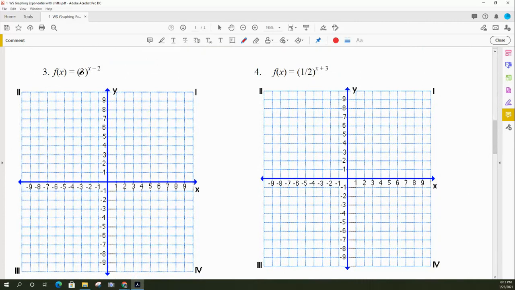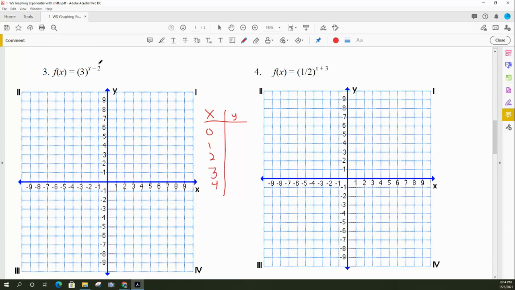All right, number 3, table of values. Now we do have an H. Our H is positive 2. Remember, it's always the opposite of what you see. So put 2 in the middle. 1, 0, 3, 4.